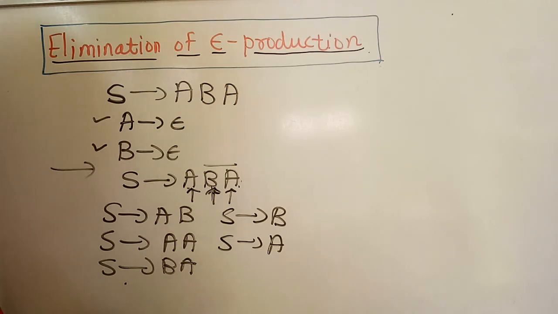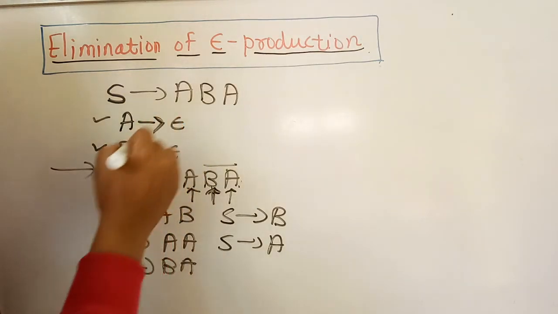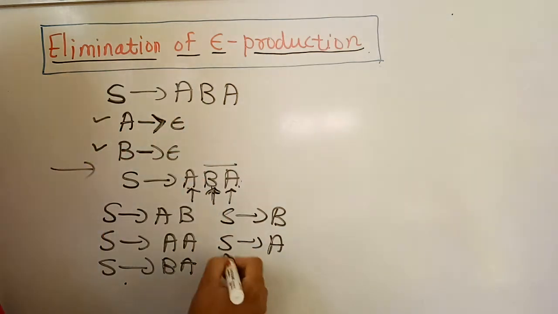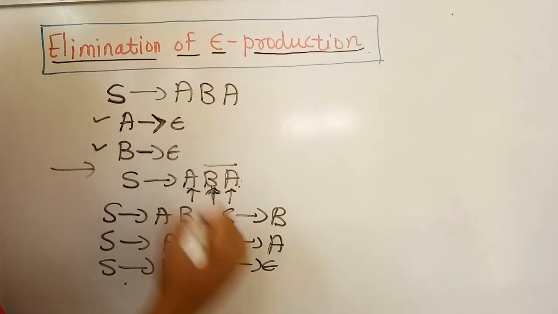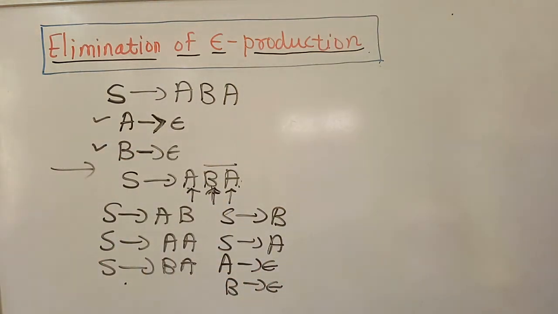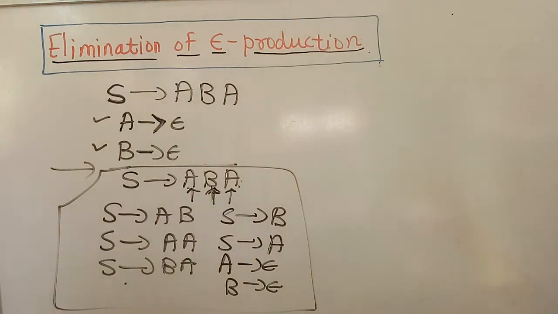Now we rewrite the grammar. We find the nullable symbols, but we do not actually remove them from our grammar part, so we keep including A gives epsilon, B gives epsilon. So this is the final answer of removing the epsilon productions from our grammar.